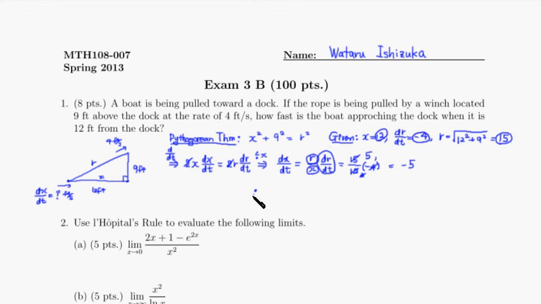So therefore, the boat is approaching at the speed of 5 feet per second, right? So that's the answer for problem number 1. Right, that's it. I hope that this was clear.